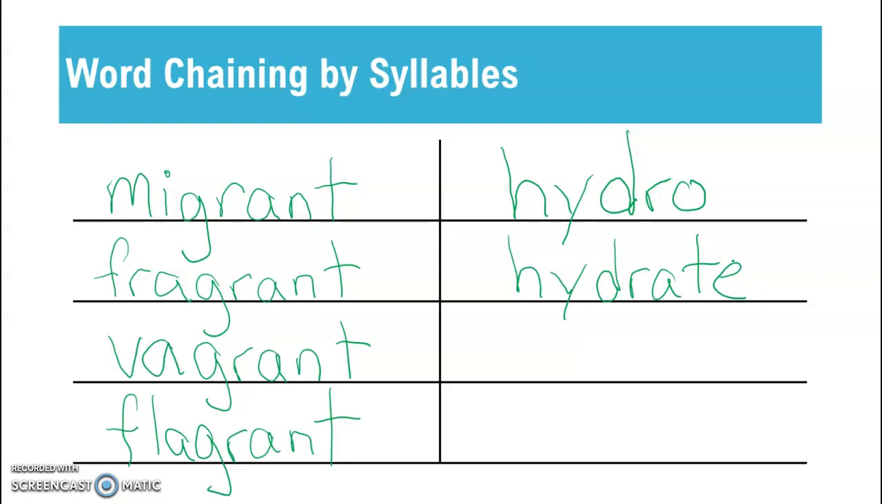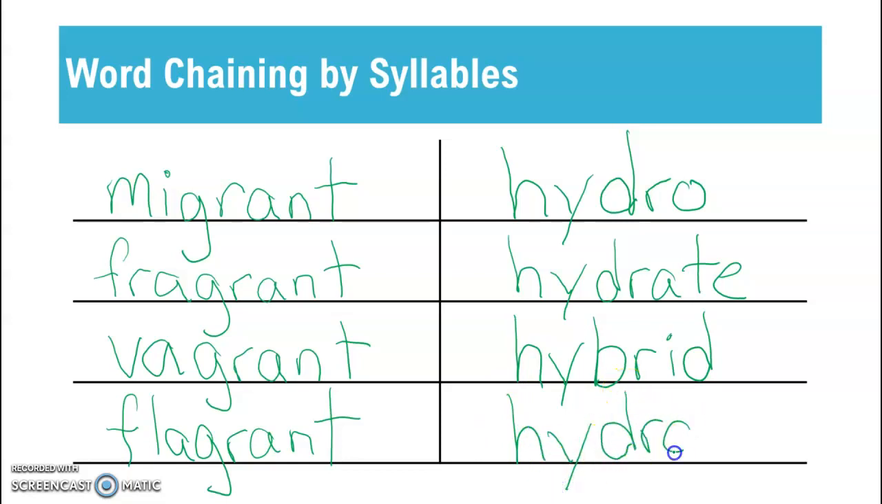Change hydrate to hybrid. Hybrid. First syllable is high with a Y. Second syllable is brid. Hybrid. Change hybrid to hydrant, like a fire hydrant. Hydrant. First syllable is high. Second syllable is drent. Hydrant.